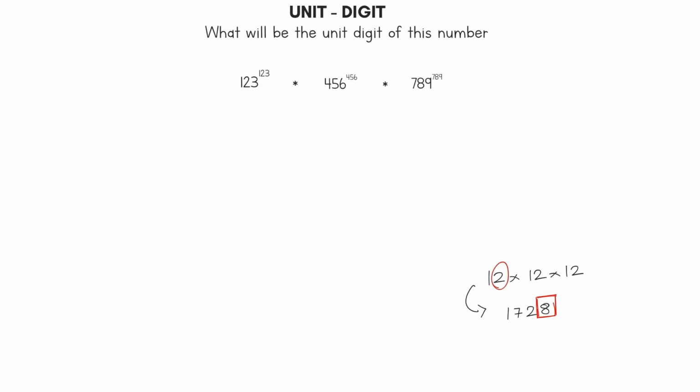Multiply by the unit digit of the next number, that is 2. Multiplied by the unit digit of the next number. 2 into 2 into 2, that is equal to 8. So I get the unit digit here.